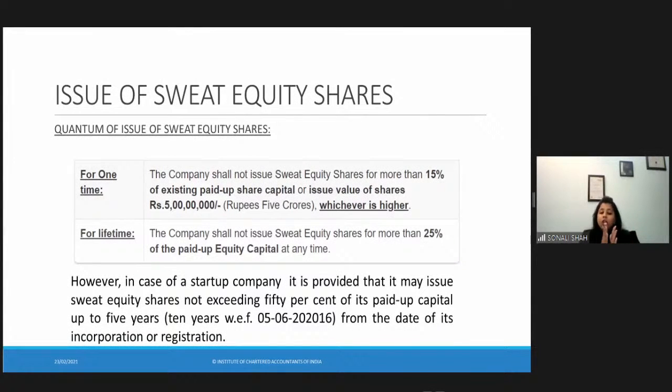is higher. During the lifetime of a company, the company can issue sweat equity of not more than 25% of the paid up equity. So if paid up equity is 100 crore, sweat equity of up to 25 crore can be issued at any point of time in the entire life. However, where the company is a startup company, it can issue sweat equity up to 50%. So sweat equity should not exceed 50%. It should be less than 50%, like 49.9% of its paid up capital up to 5 years from the date of its incorporation and registration.